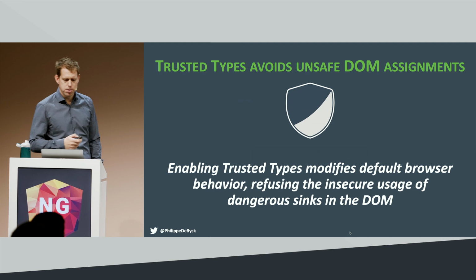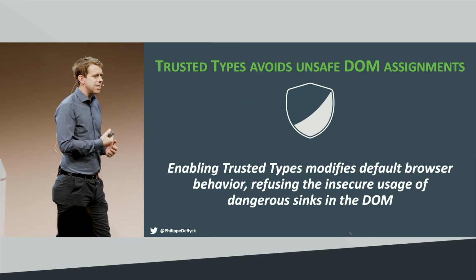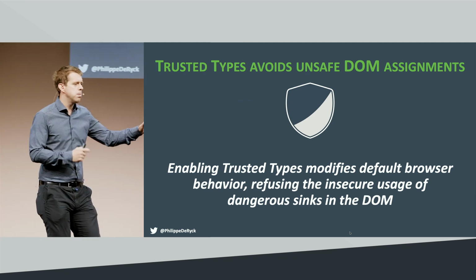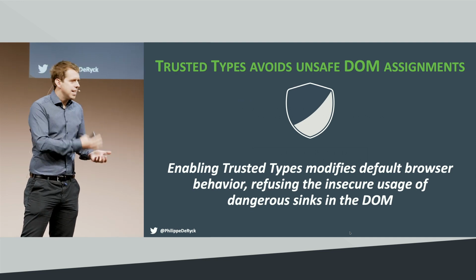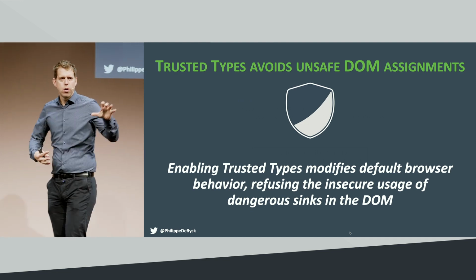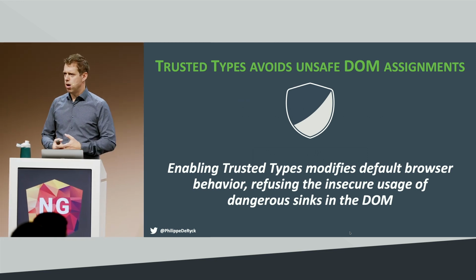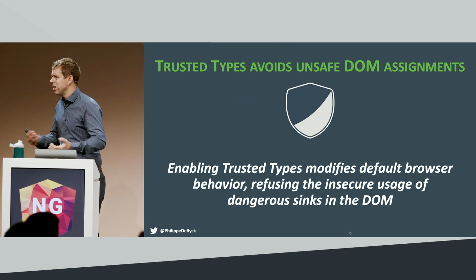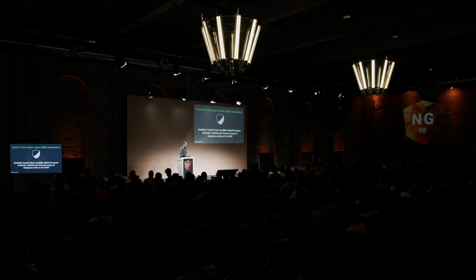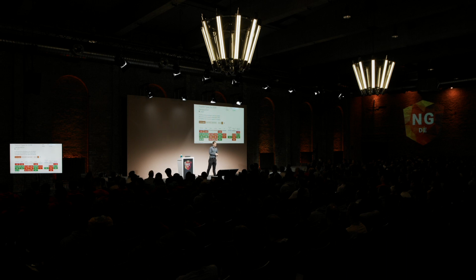That's what trusted types does. It avoids unsafe DOM assignments, like unsafe assignments to an inner HTML or an outer HTML property. That's what trusted types brings to the table, and it avoids, or it helps avoid, a lot of these coding mistakes. All right. Everybody excited? Yeah. Awesome. Let's talk about browser support.